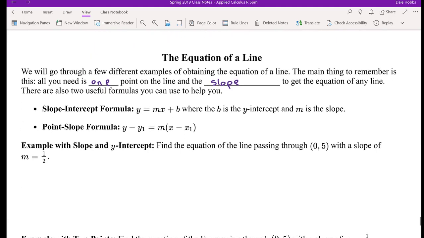You can use either one of these formulas to do that. At y equals mx plus b, you can use that. Your b is your y-intercept, so it's where your graph hits the y-axis.